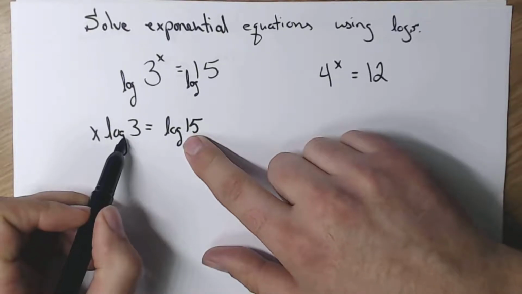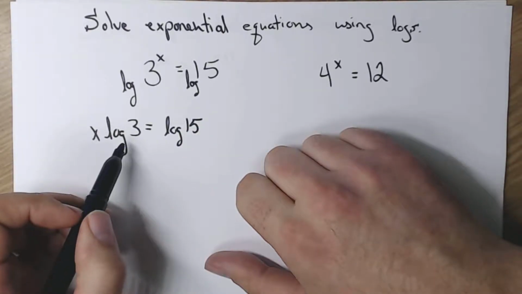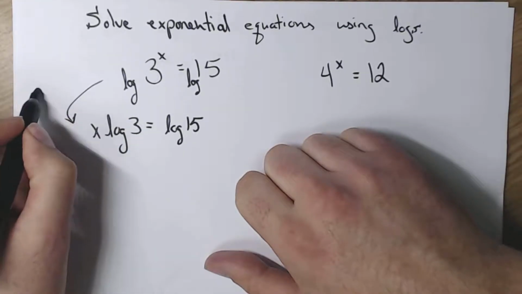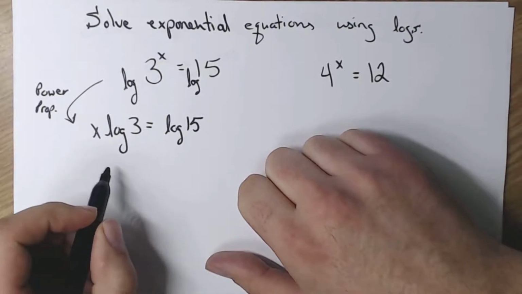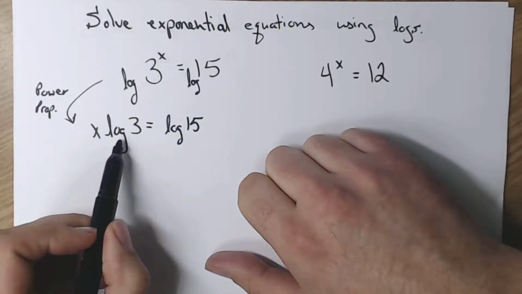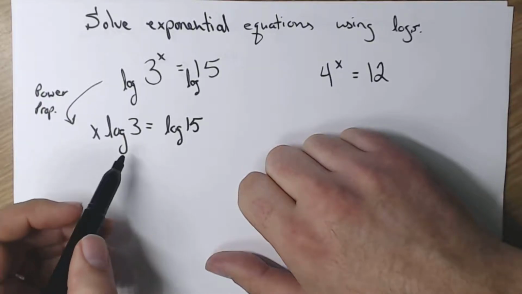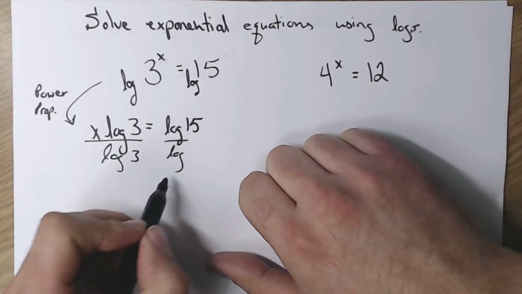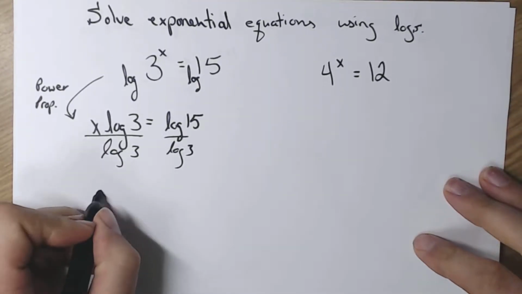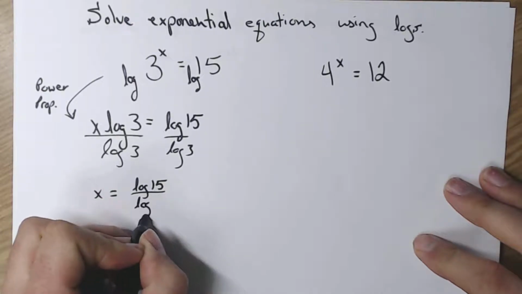Again, I'm not going to write any base because I'm going to use the common log. That's easier. It's just less writing for me, so why not? And we used the power property here. Now I need to solve for x, and you should know that log of 3 is just a number. We could find that by typing it into our calculator, but we can just divide by it just like any old number. And because of that, I now have x equals log 15 over log 3.